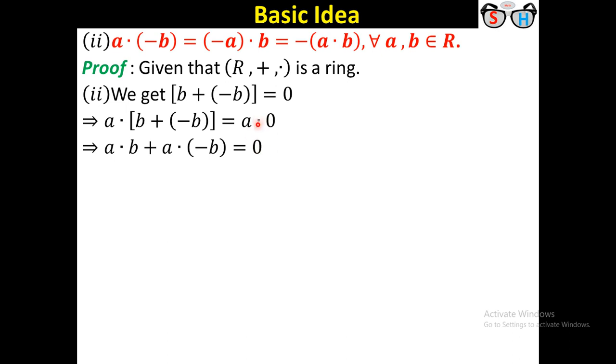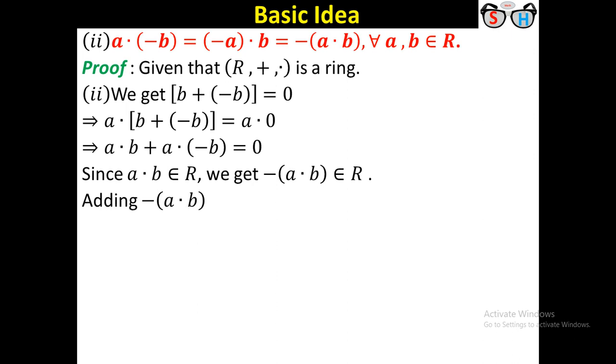Here a·0 = 0 by (1). Now here I use the left distributive law: a·b + a·(−b). Since a·b belongs to R, we get −(a·b) belongs to R. Now we have to add −(a·b) on both sides.